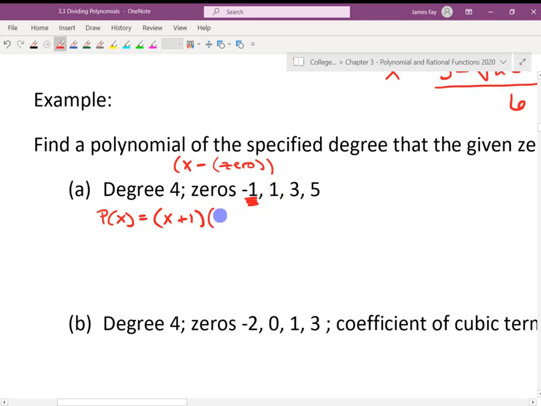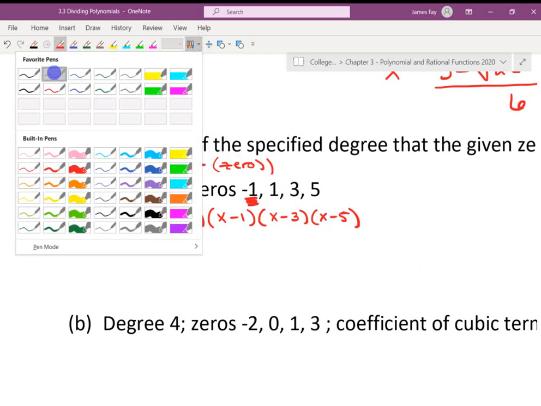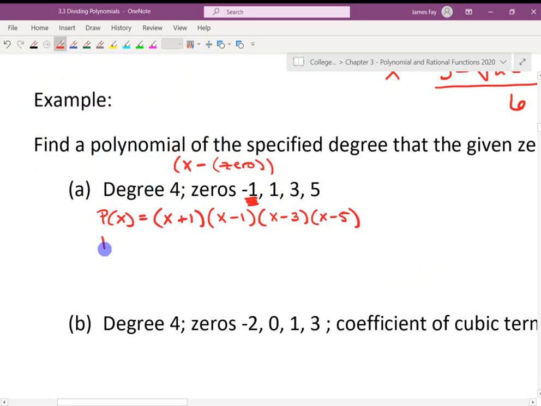What's going to be the next one? X minus 1, and then X minus 3, and then X minus 5, right? Now, when we write our polynomial, if we were to graph that polynomial, it will go through those 4 zeros, those 4 x-intercepts. But we usually don't like to write it that way. Okay, they want us to expand this.